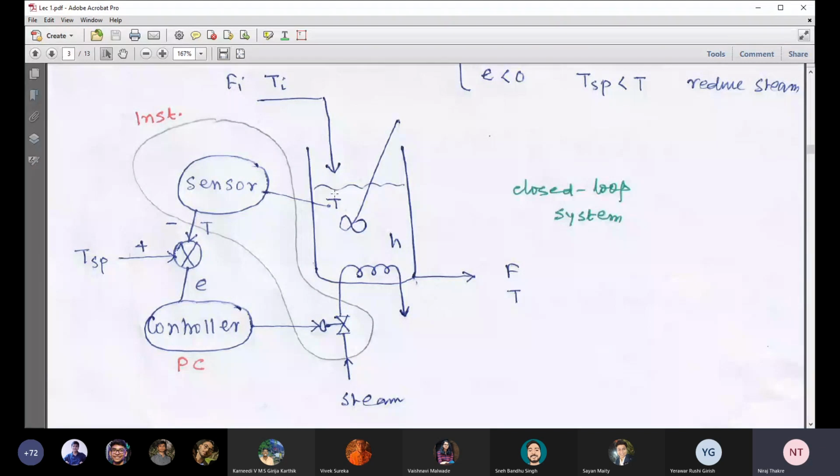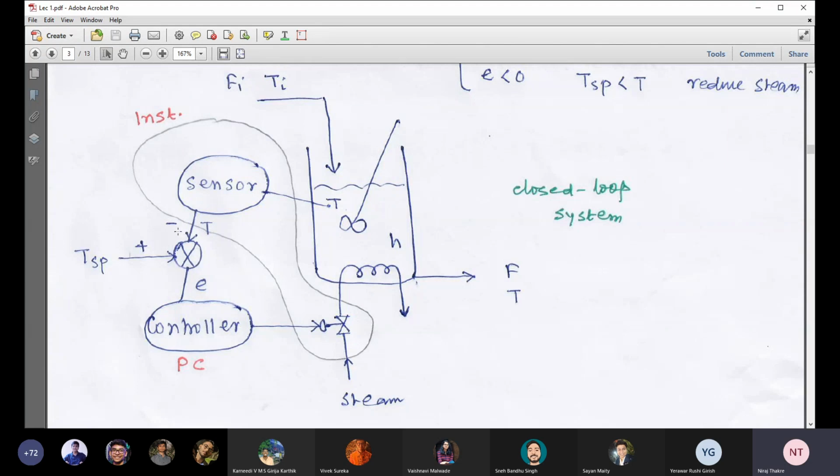For any variable like temperature, height, or pressure, you can simply write here sensor. In case of temperature, it is a temperature sensor; in case of pressure, it is a pressure sensor, like that. Until and unless it is discussed in this course, you just write here sensor. Now, what is the output of this sensor? Temperature. Basically, this is the measured temperature.